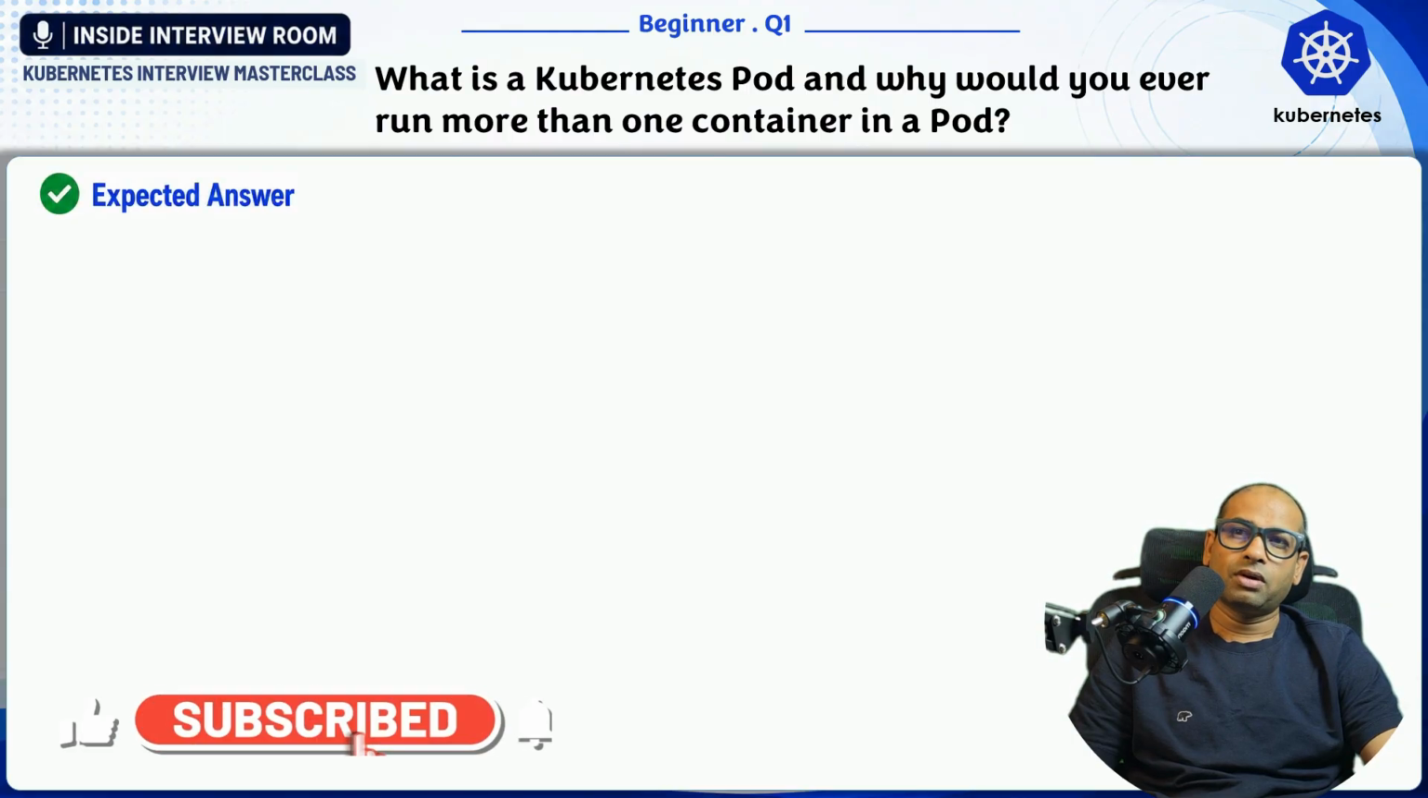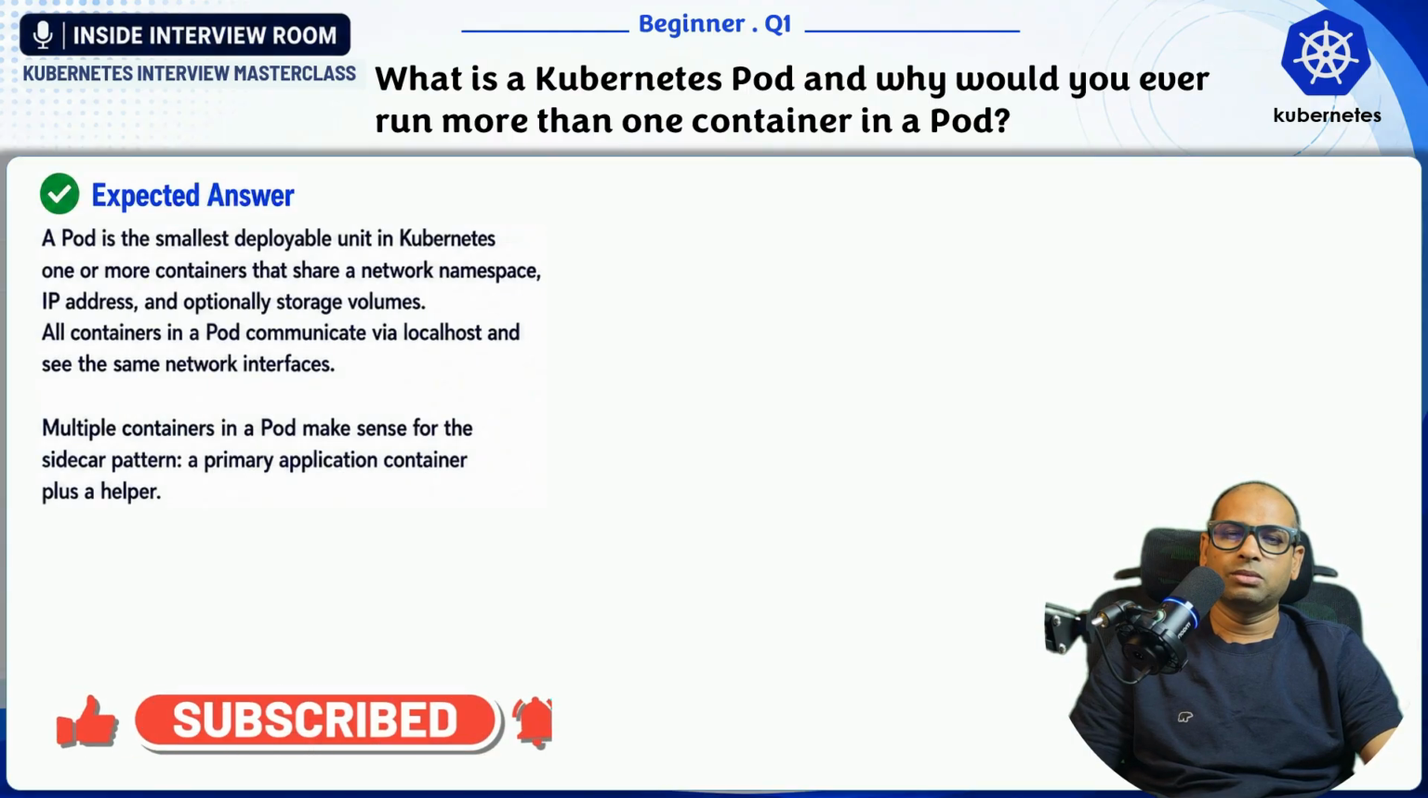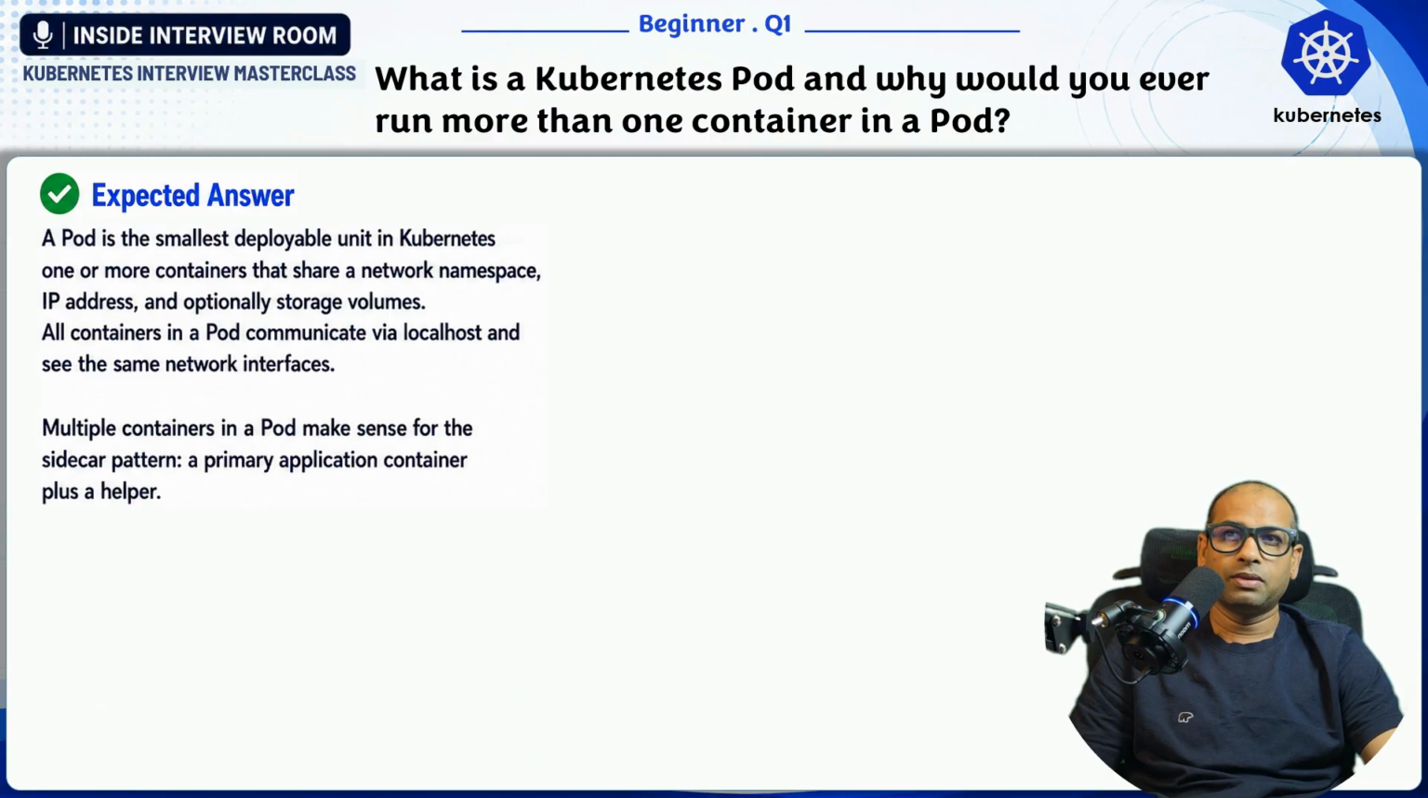The pod is the smallest deployable unit in Kubernetes, one or more containers that share a network namespace, IP address, and optionally storage volumes. All containers in a pod communicate via localhost and see the same network. Why do we keep multiple containers in one pod?